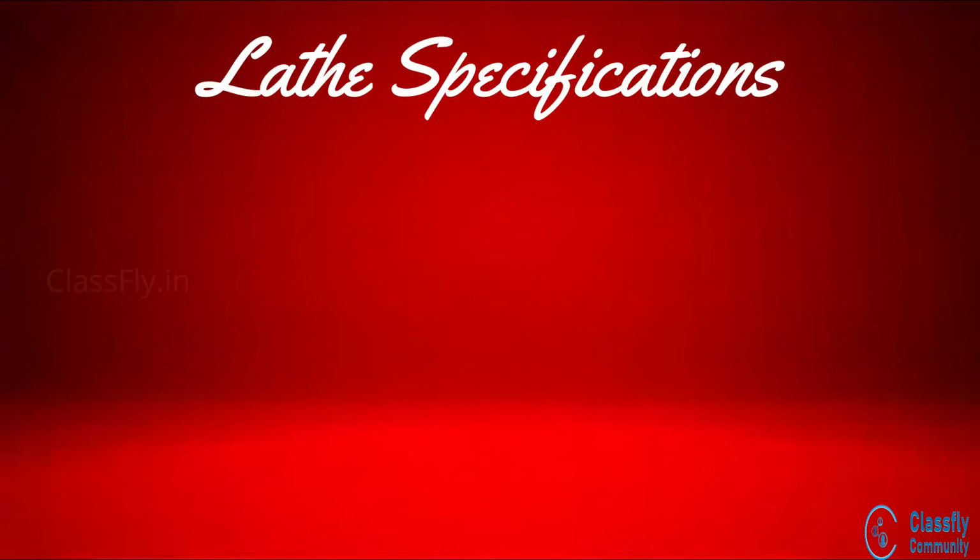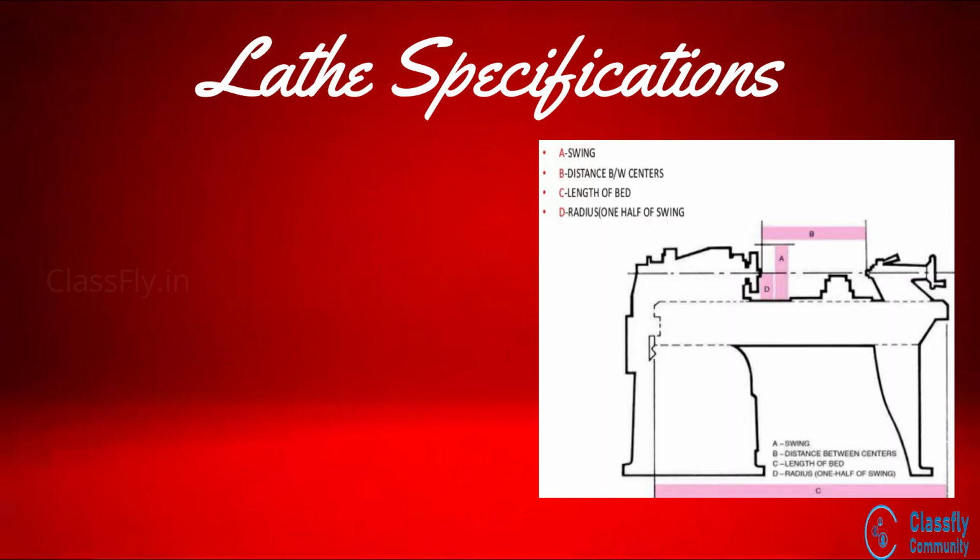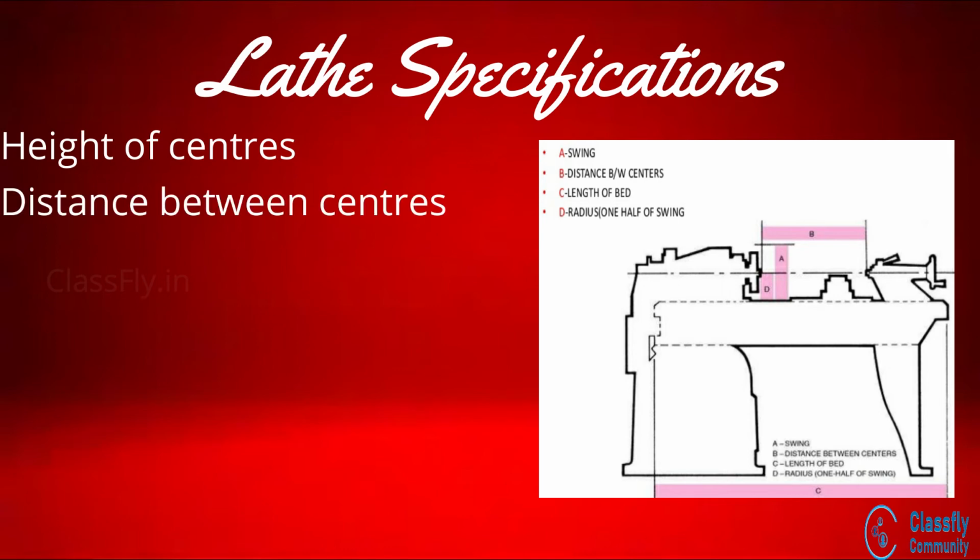Next, the specifications of a lathe machine. Well, lathe machines are classified based on several specifications. Some of the specifications are the height of the centers measured from the lathe bed, and the distance between the live center and the dead center. From this, we can know the maximum length of the workpiece that can be machined in the lathe.